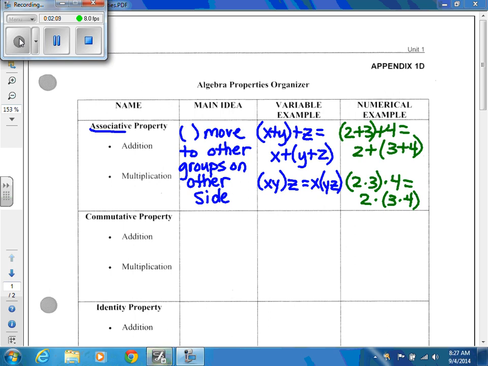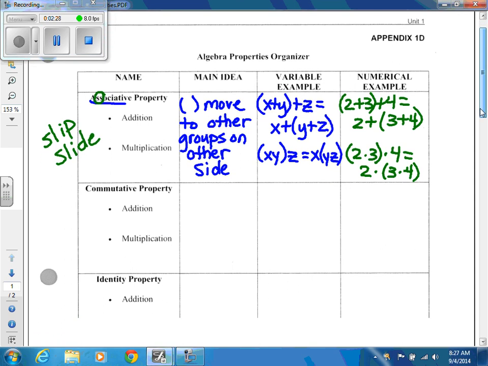So notice the 2 and 3 are friends on the left, and then the 3 and 4 are friends on the right. If you need another way to help you remember associative property, there are 2 S's in the word, and I like to use slip and slide to help you remember that, because the parentheses are slipping and sliding onto different groups.